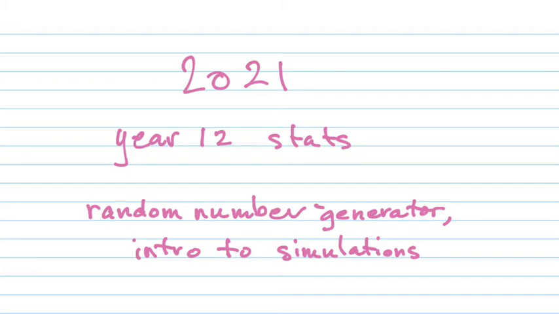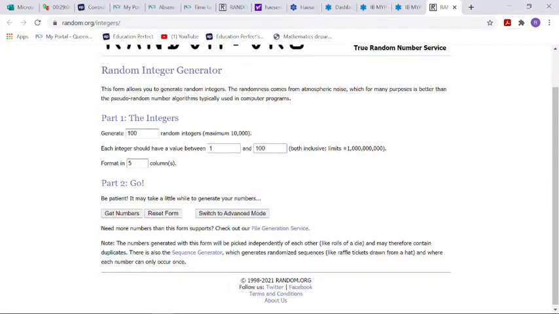So let's start there. Okay, so the random number generator that I want you to use is simply at random.org/integers. Make sure you put the /integers on there. Otherwise, you're not going to be getting the right site. So let's just take a look at it. Now, this isn't going to make complete sense to you right now, but it will in a moment when we look at how you're going to use these.